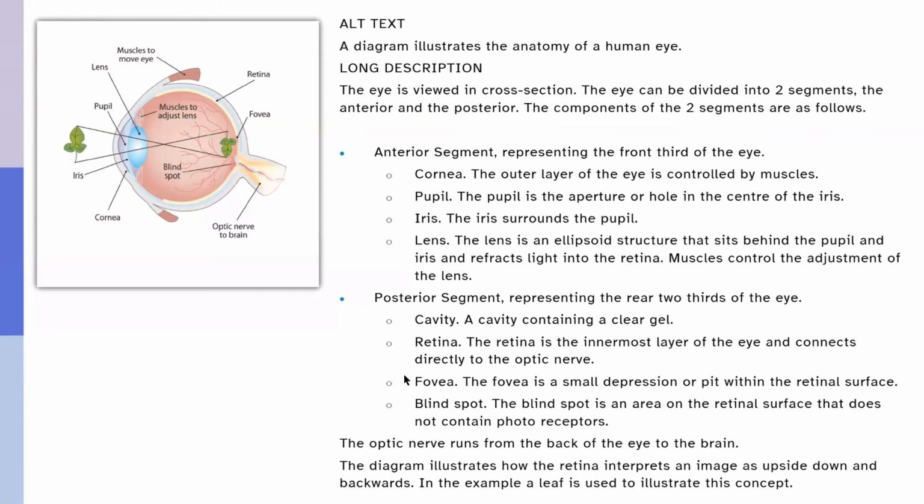So basically, it kind of explains how whenever you're seeing something, it translates it to the brain as upside down and backwards. So that probably explains why I was no good at anatomy, because I had everything upside down and backwards.